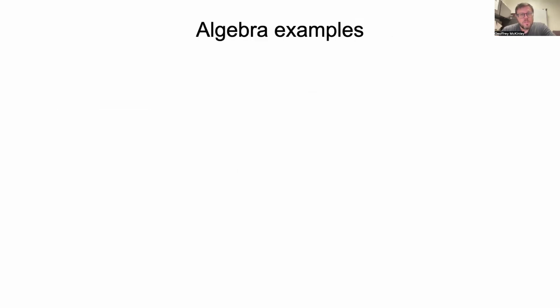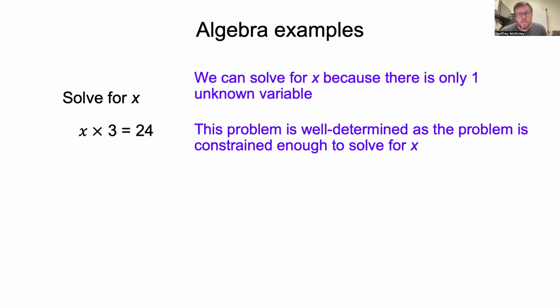So imagine your problem is 3x = 24, and you have to solve for x. Solving for x just means you divide each side by 3, and so 24 divided by 3 equals 8, so x = 8. In this example, we can solve for x because we know that there's only one unknown variable. And so we would say that this problem is well determined, as the problem is constrained enough for us to solve for x.